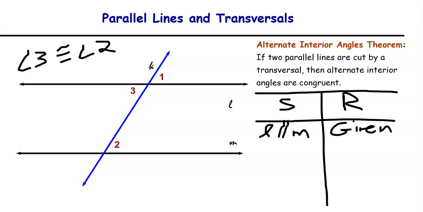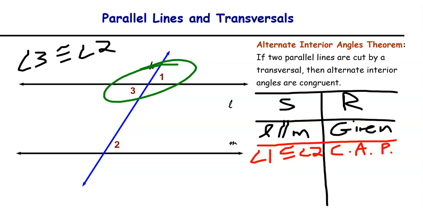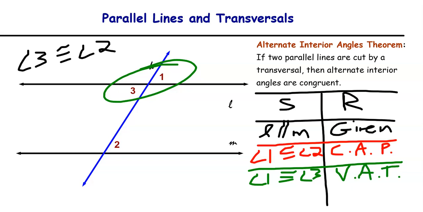And this is a relatively straightforward proof, because what we know is that angle 1 and angle 2 are corresponding angles, and by the corresponding angles postulate, angle 1 is congruent to angle 2, which I'm going to abbreviate here as CAP. Similarly, angle 1 and angle 3 are vertical angles. So angle 1 is congruent to angle 3 by the vertical angles theorem. That is, vertical angles are congruent.